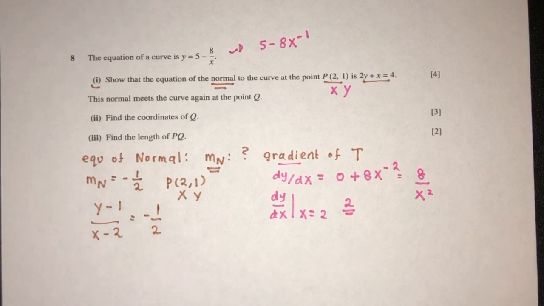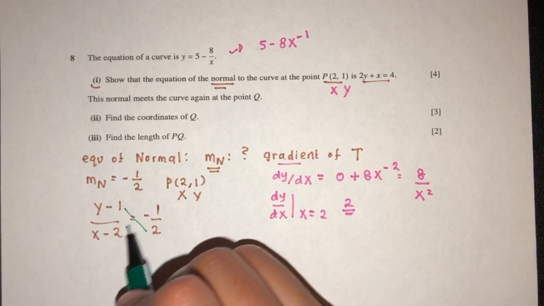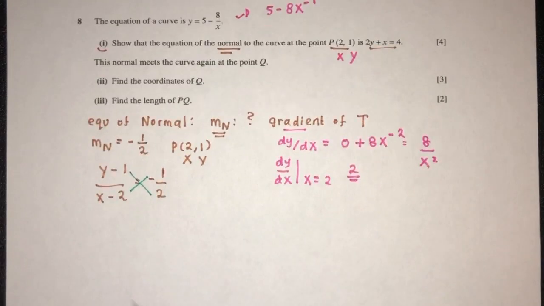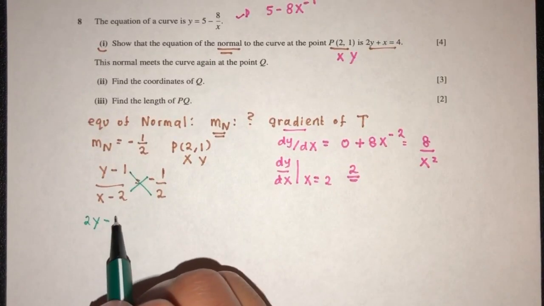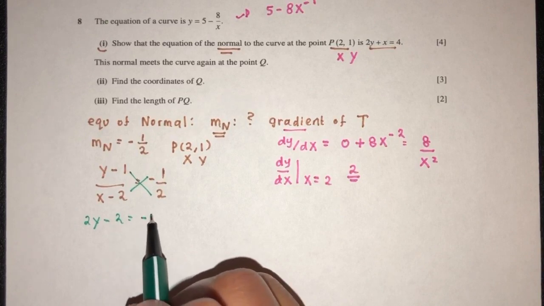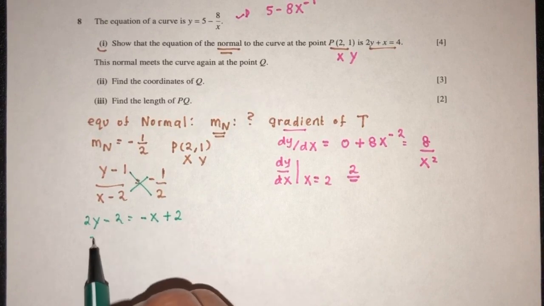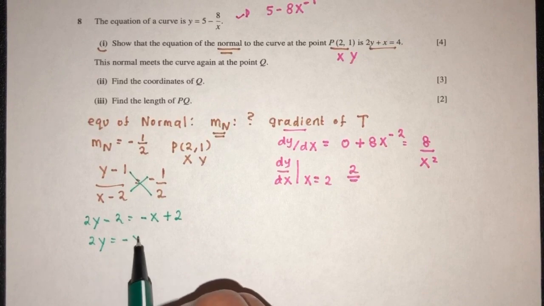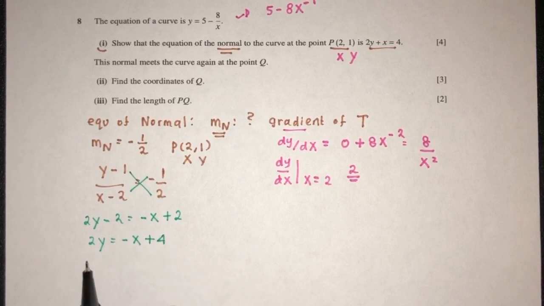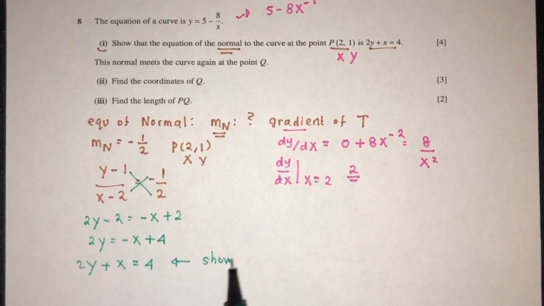Then we can try to cross multiply to see what happens. That will be 2y minus 2 equals minus x plus 2. 2y will be minus x plus 4. Or 2y plus x is equal to 4, shown as required.